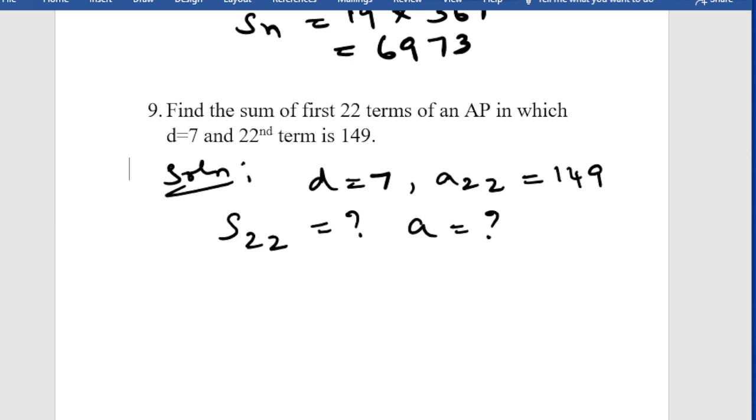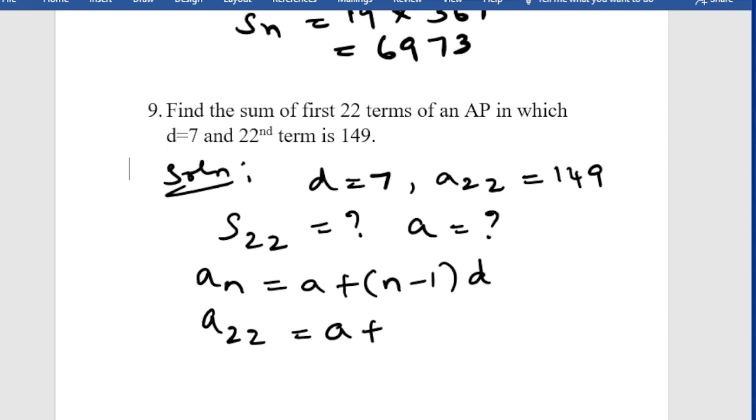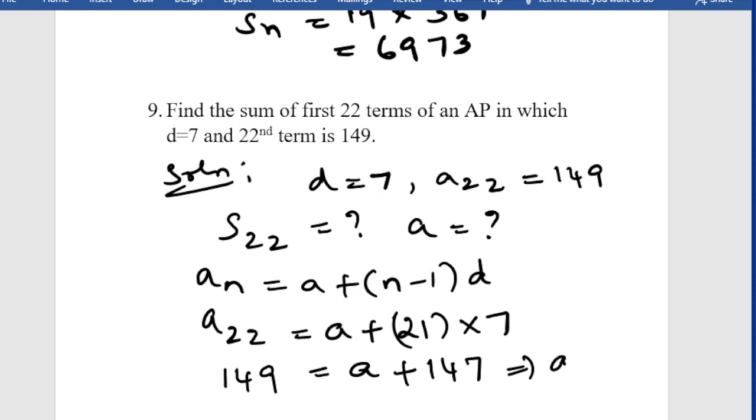The 22nd term is 149. So using the general formula an equal to a plus n minus 1 into d, we can find what is A. Okay. Here the 22nd term is 149. So A22, put n is equal to 22. A is not known. N is 22. 22 minus 1 is 21 into 7. A22 is 149, which is equal to A plus 147. From this we will find what is A, which is 149 minus 147 is 2. So A equal to 2.